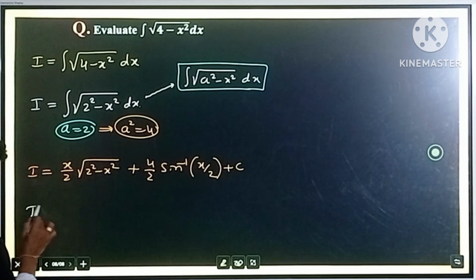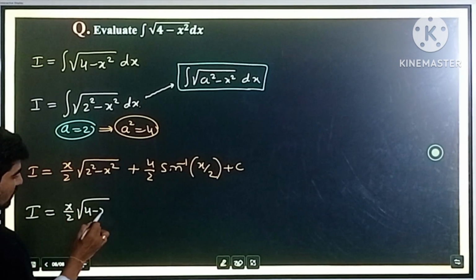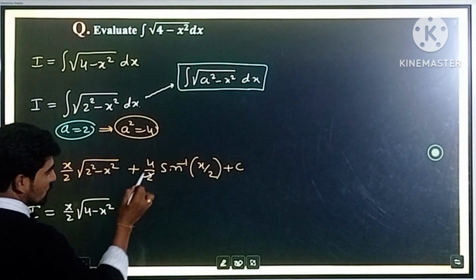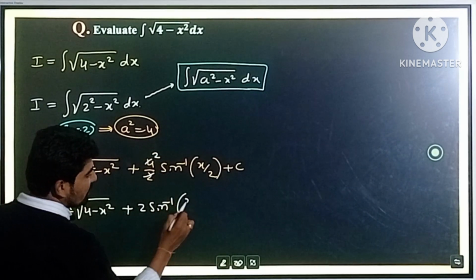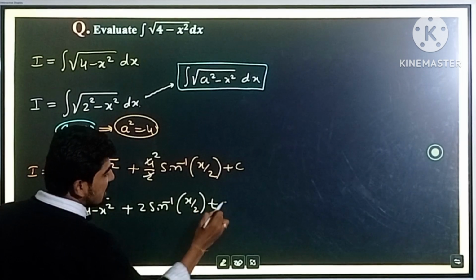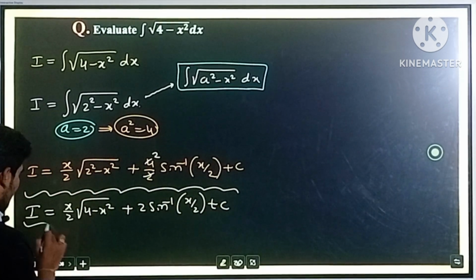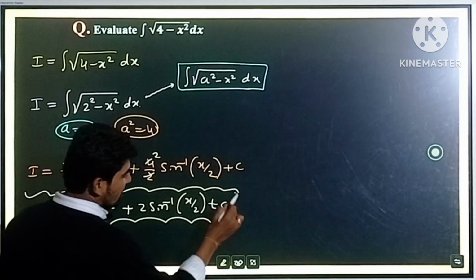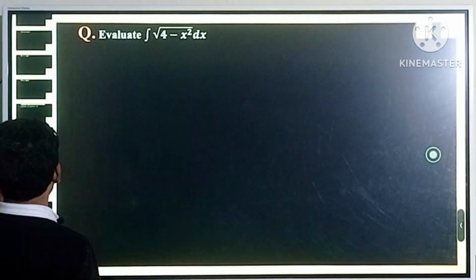The final answer is I equals x by 2 into square root of 4 minus x square plus 2 into sine inverse of x by 2 plus c, is the required answer for the given integration problem. I hope all of you understood. Now let's start the second question.